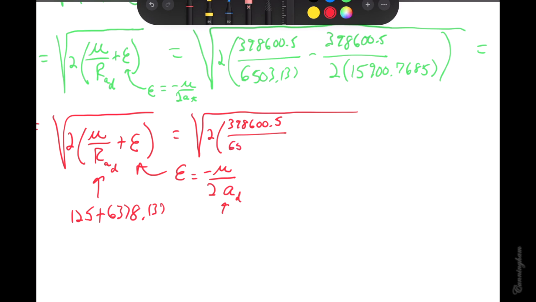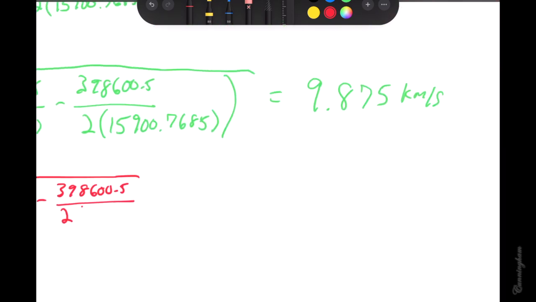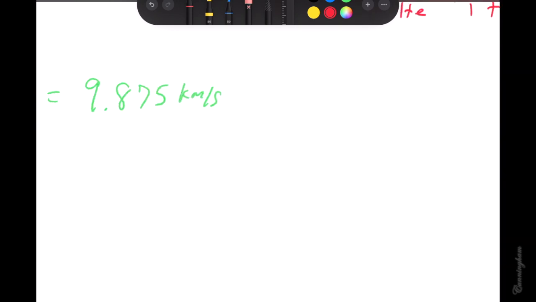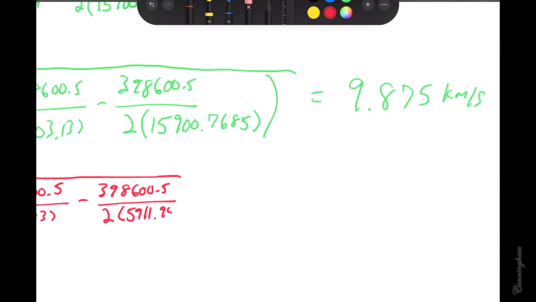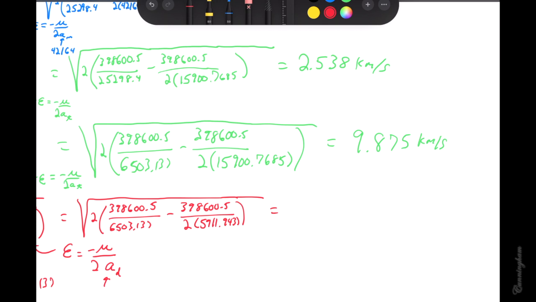Okay, so 6503.137. That's our apogee of the disposal orbit. Minus 2 times the semi-major axis of the disposal orbit, which they were cruel enough to not give us, but we overcame. Just like Bear Grylls, we adapted and overcame and reverse engineered it ourselves because they did give us everything we needed, just not in an easy form. That's okay. So now doing a bit of plugging and chugging.